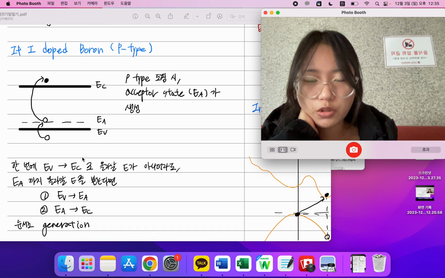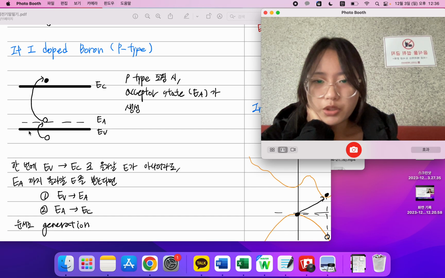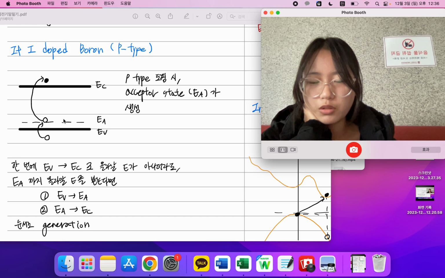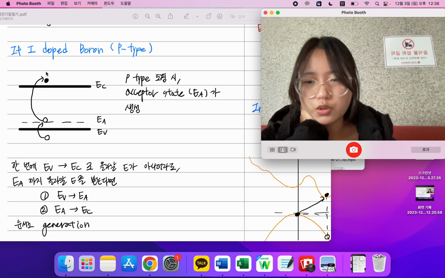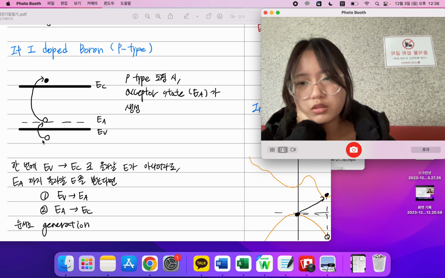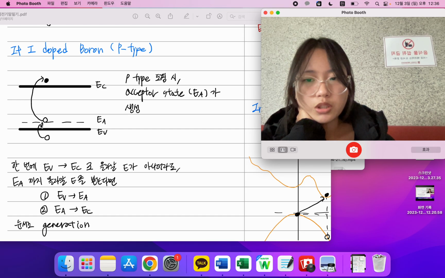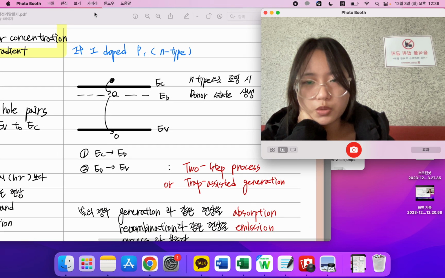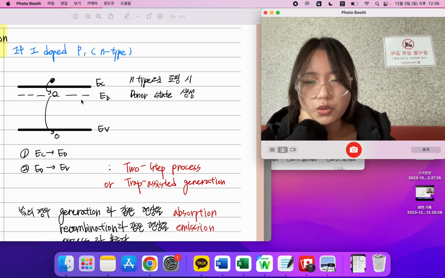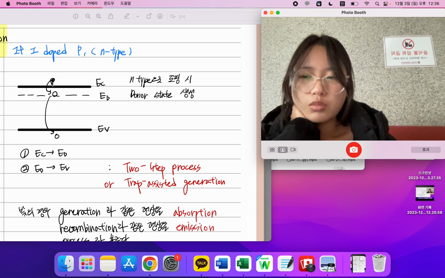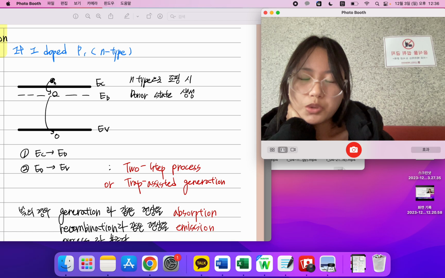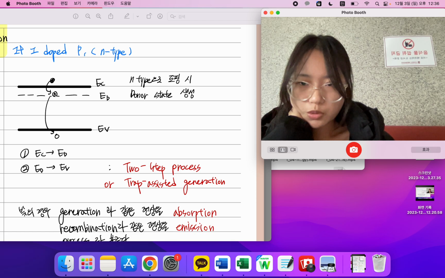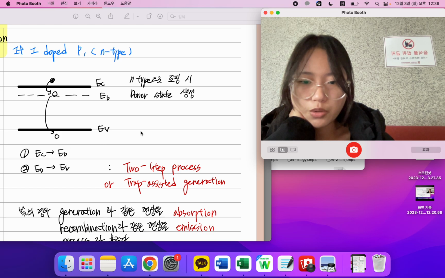But if I dope with boron for p-type, then an acceptor state is created. So the mobile carrier does not move directly from the valence band to the conduction band. First it moves from the valence band to the acceptor state, and then from the acceptor state to the conduction band. And if I dope with phosphorus for n-type, a donor state is created, so the mobile carrier first moves from the conduction band to the donor state, and then from the donor state to the valence band. We call that a two-step process, or trap-assisted generation.